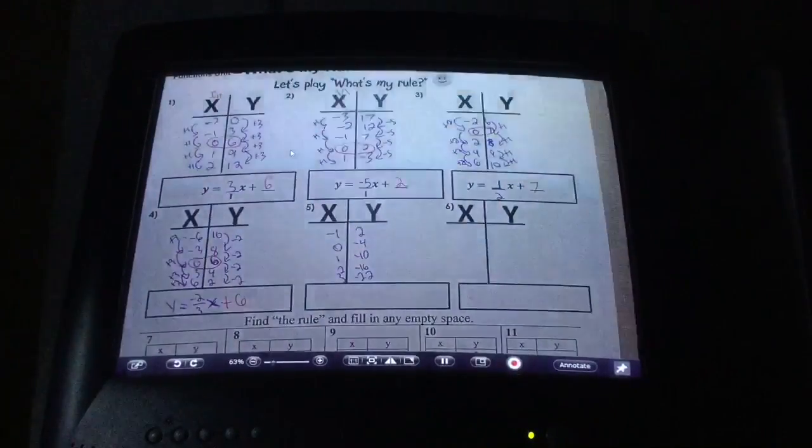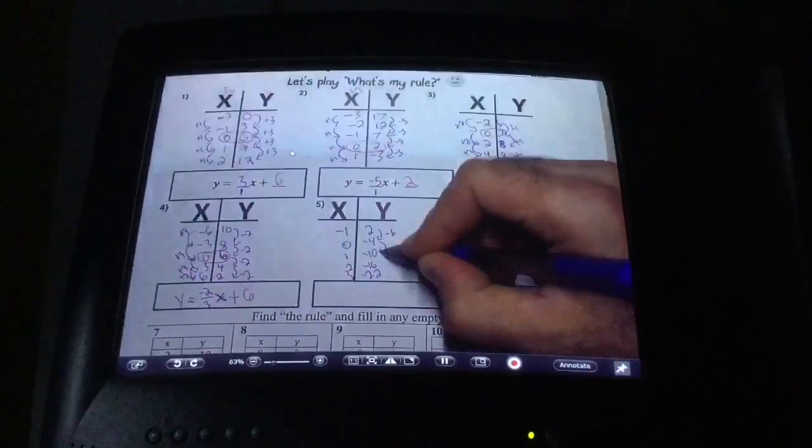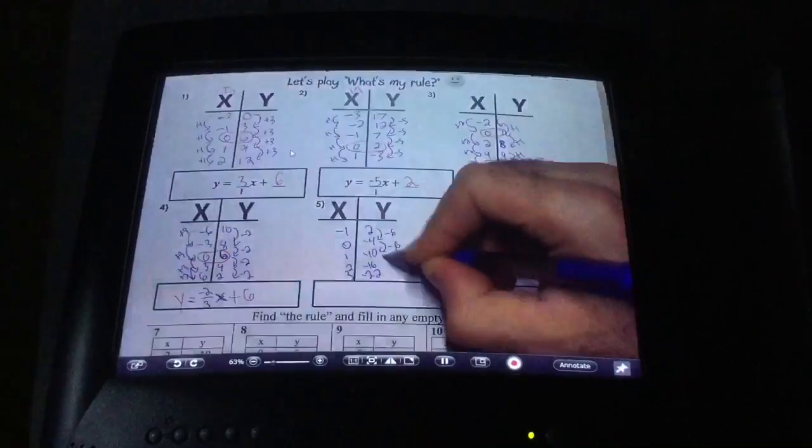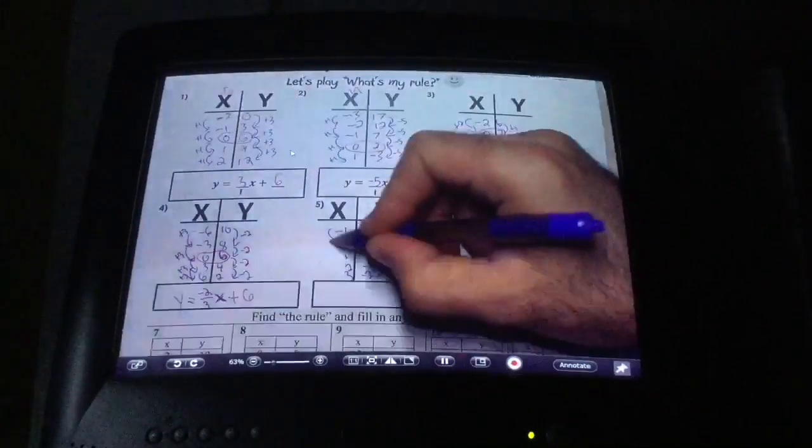All right, hopefully you got this one correct. So the change in Y is going to be subtracting 6 each time. So each time we get to the next number, we're subtracting 6. All right, and then on the other side, each time we are adding 1.